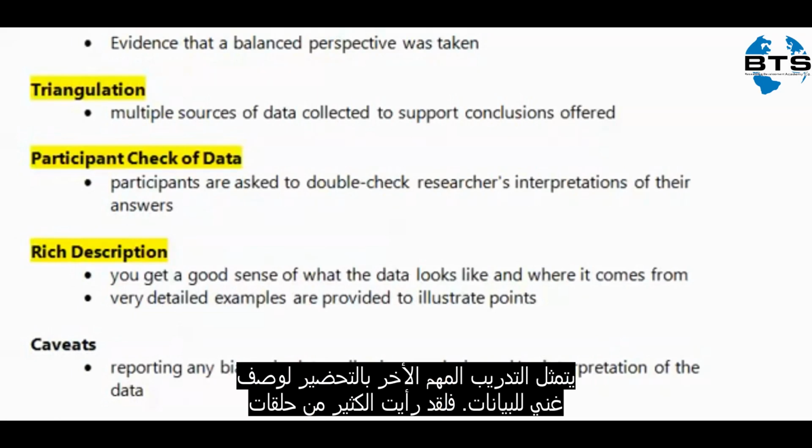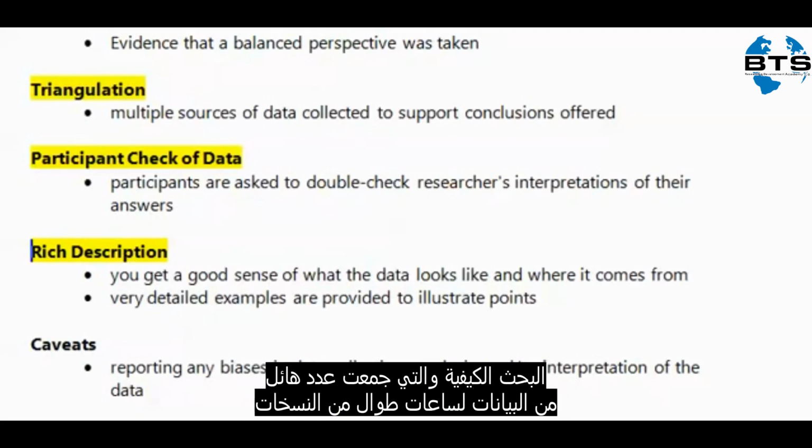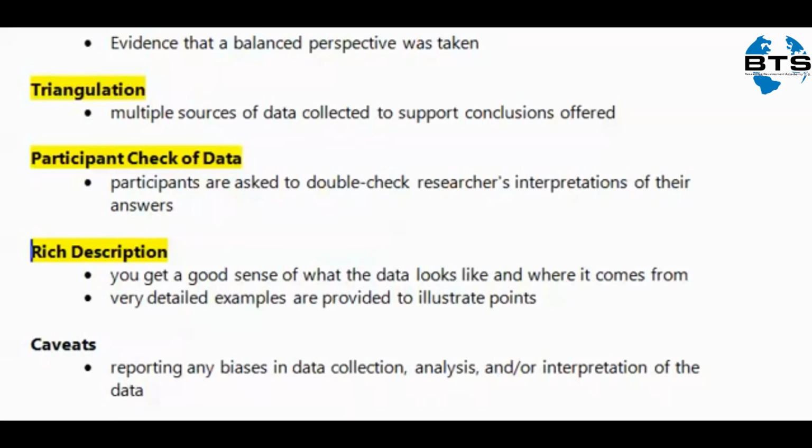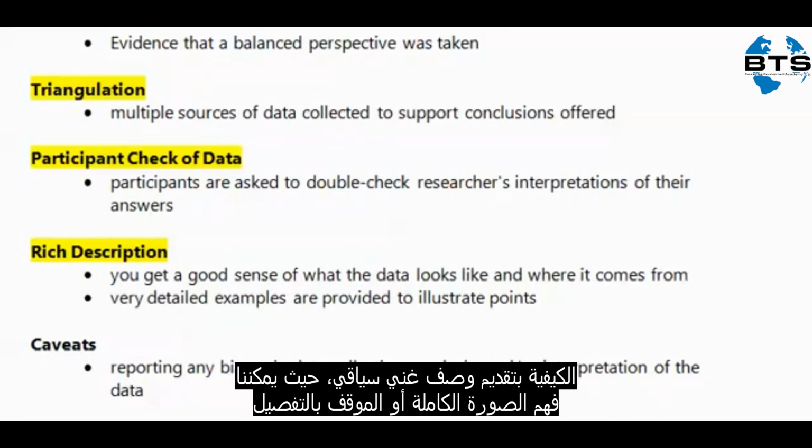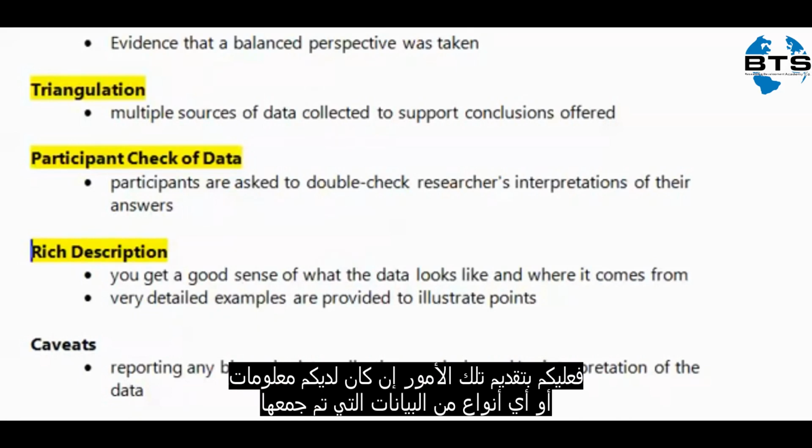Another good practice is to provide rich descriptions of the data. I've seen qualitative papers where they've collected a tremendous amount of data, hours and hours of transcripts, and yet few rich descriptions or quotes are offered. One of the key benefits of qualitative data analysis is to provide rich contextual descriptions so we can understand the picture or the situation in detail. So you want to provide those if you have that information or if that's the kind of data you've collected.